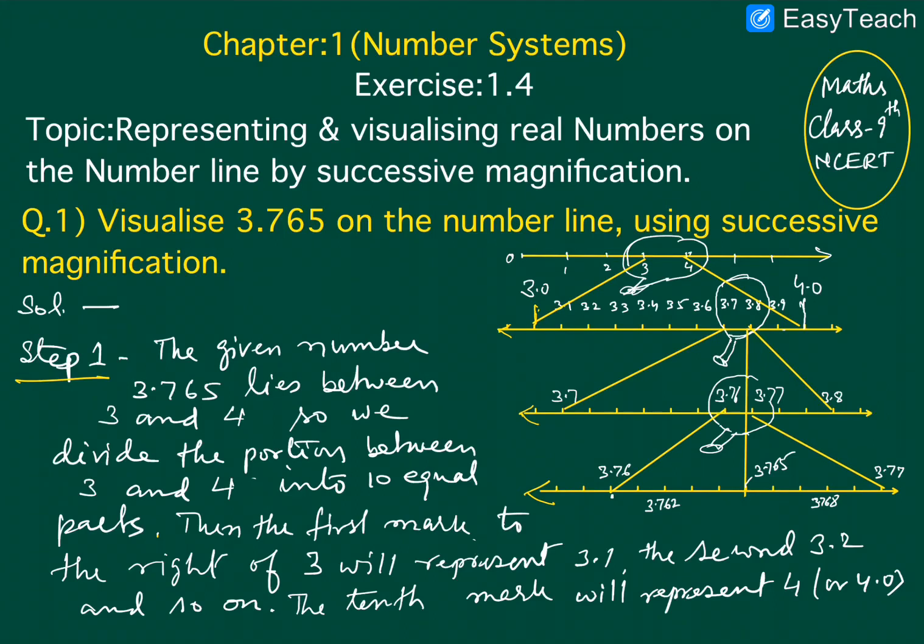Let us begin with the question number 1 of exercise 1.4 under the chapter number systems. The question is: visualize 3.765 on the number line using successive magnification.